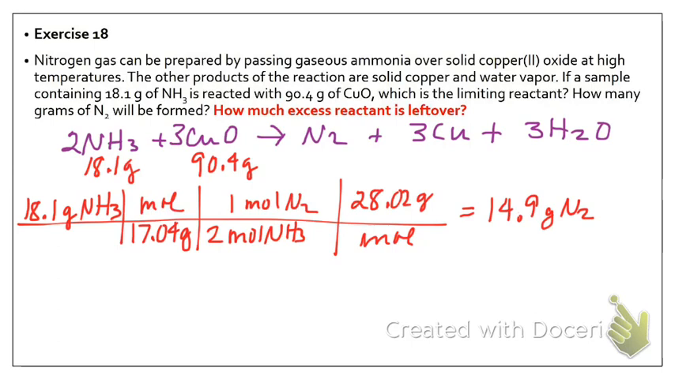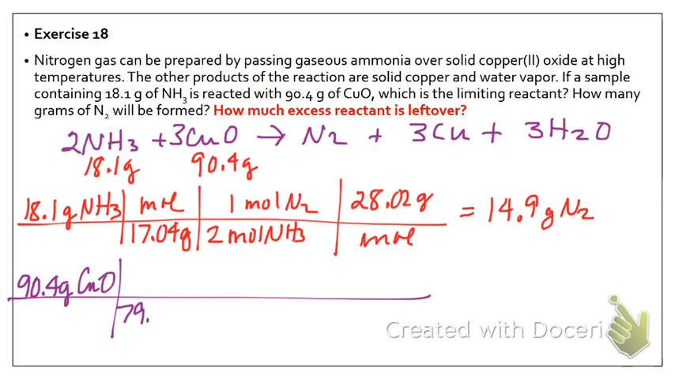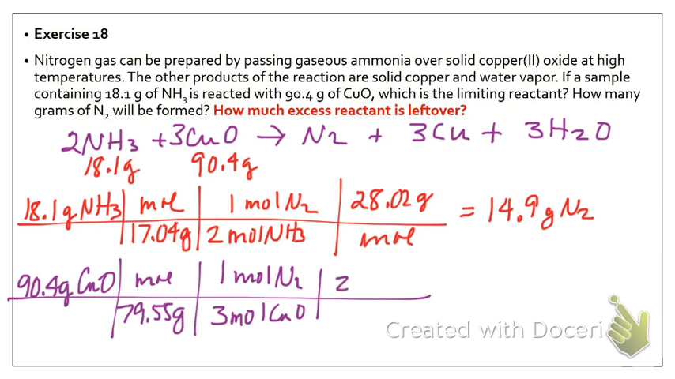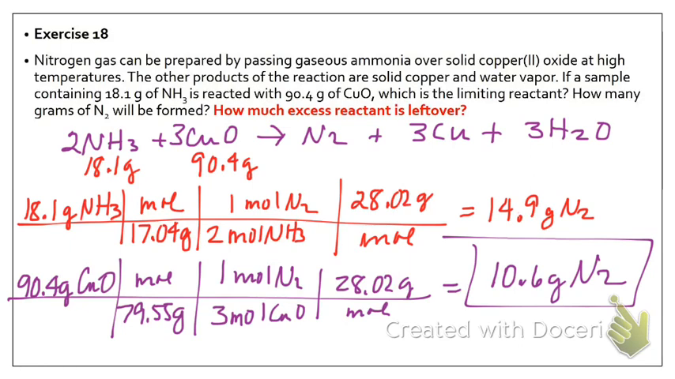So now we need to do the other one because we don't know if that's our answer. So now we'll do the copper 2 oxide. Molar mass of that is 79.55. That is a 3 to 1 mole ratio. And 28.02. And that gives us 10.6 grams of N2. So that would be our answer. And then we would say that copper is limiting.